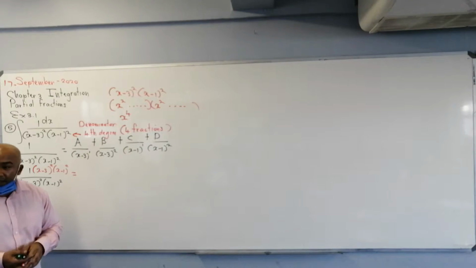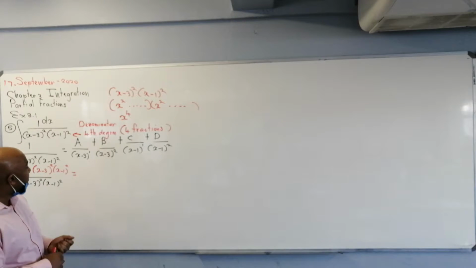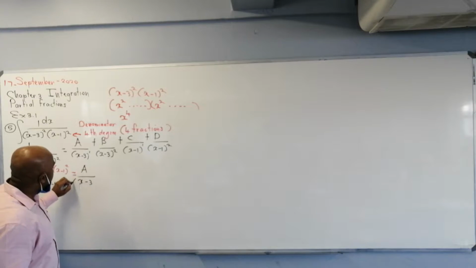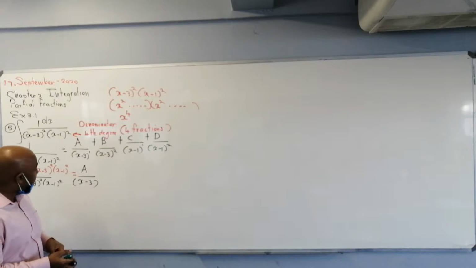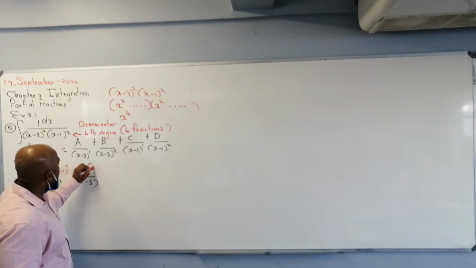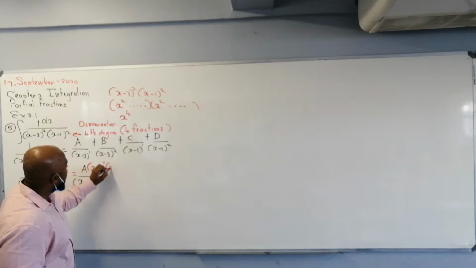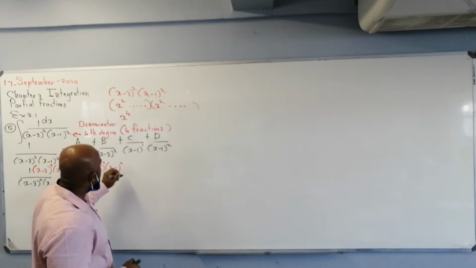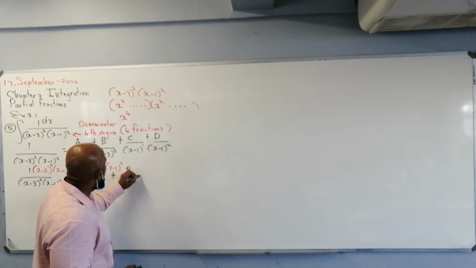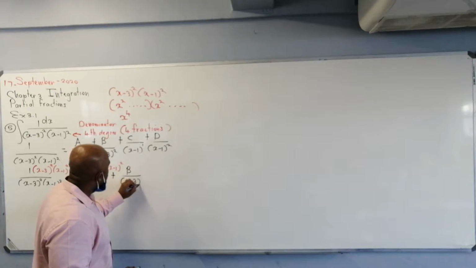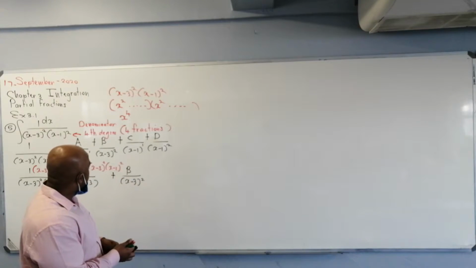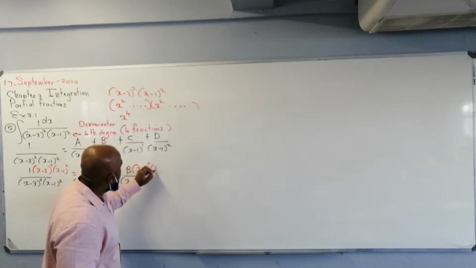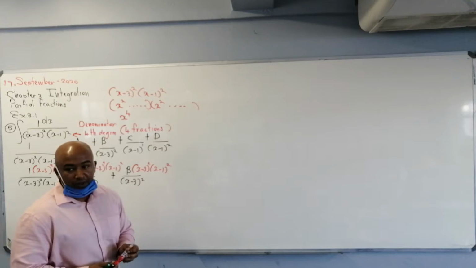On the left hand side, and whatever I do on the left hand side, I must do on the right hand side. So that's A over (x − 3). I need to multiply this also by (x − 3)² (x − 1)². The next one there is plus B all divided by (x − 3)². So we are multiplying by (x − 3)² (x − 1)².